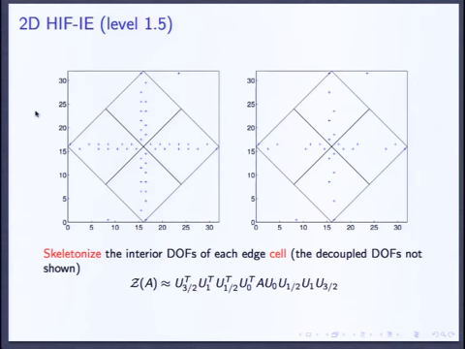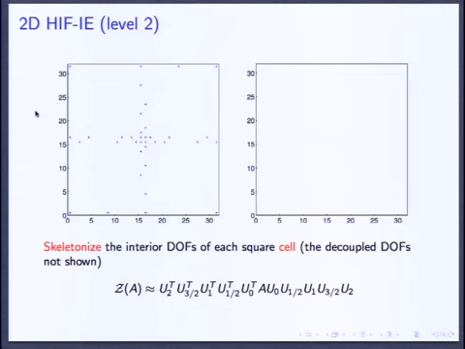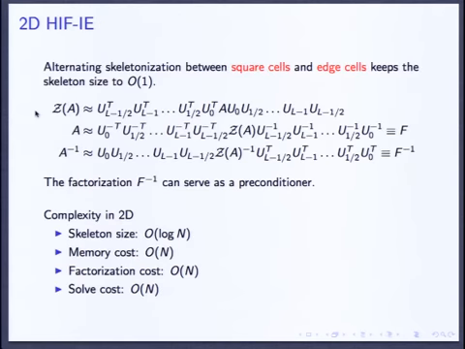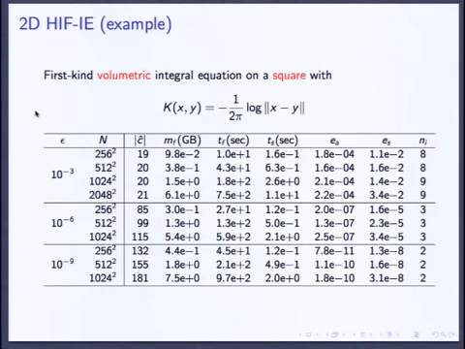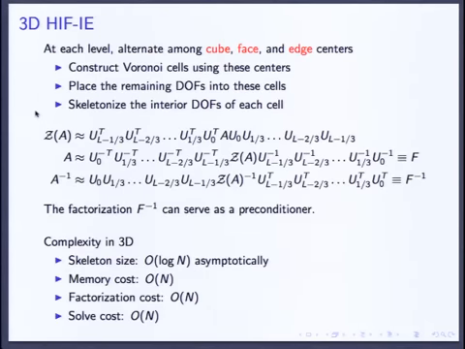I need to do these two hierarchical partitions in order to make sure that my skeleton size is under control. So I'm going to quickly show you a 2D example. What I want to show you here is that the skeleton size is under control and the complexity is linear. And this is a 2D example. You see that every time we increase the degrees of freedom, this is for the first kind of integral equation, every time we increase the degrees of freedom by a factor of 4, the cost, the memory, roughly increase by a factor of 4.